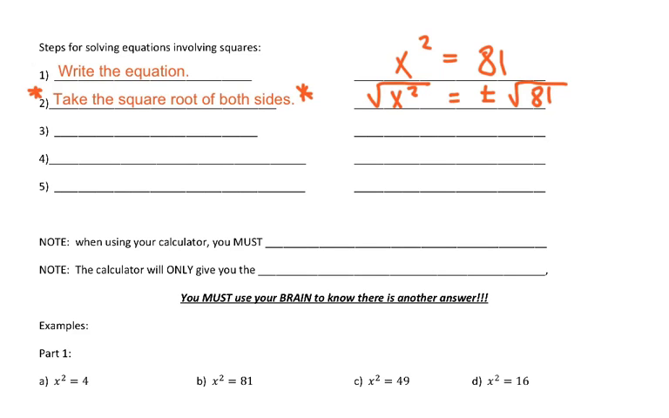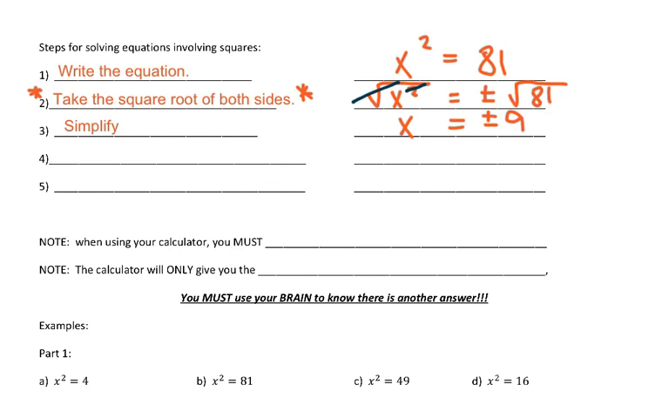Step 3 is to simplify what you've done. So the square root of x squared, since square roots and squares are inverses, they cancel each other out. So the square root cancels with the square, and I'm left with x, which is what I wanted. And on the other side, I have a positive and a negative. Square root of 81 simplifies to 9. So I have a positive and a negative 9. So I could leave the answer like that.